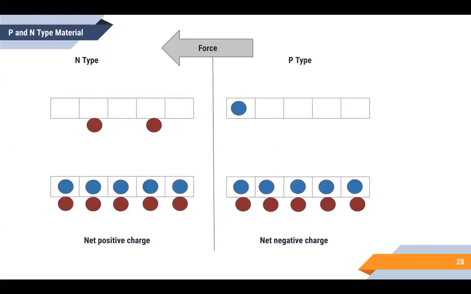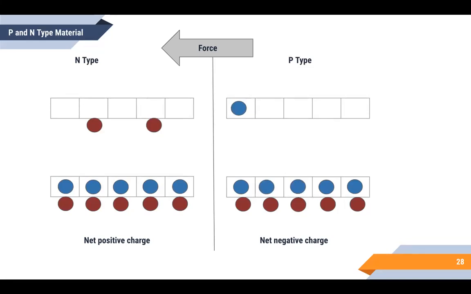Electrons in the top energy band will then fall down to the bottom holes of the energy band. This results in a region with a net positive charge in the N-type material and a region with a net negative charge in the P-type material. This creates an electric field preventing additional electrons and holes from crossing over.